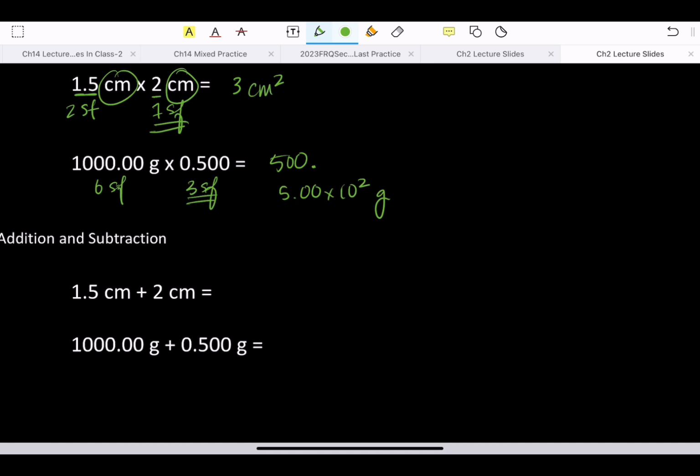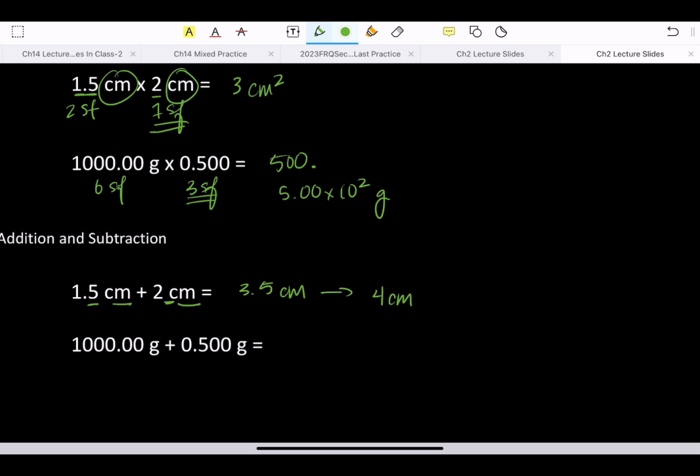Okay, addition and subtraction is the least number of decimal places. Addition and subtraction is the least number of decimal places. Here I have 1, here I have none, which means that my final answer will have no decimal places. So I have 3.5 centimeters, because centimeters plus centimeters is like x plus x, so 3.5 centimeters, but I can't have any decimal places, which means I have to round this to 4 centimeters. So here we're getting some significant rounding because that's the accuracy of my measurements.